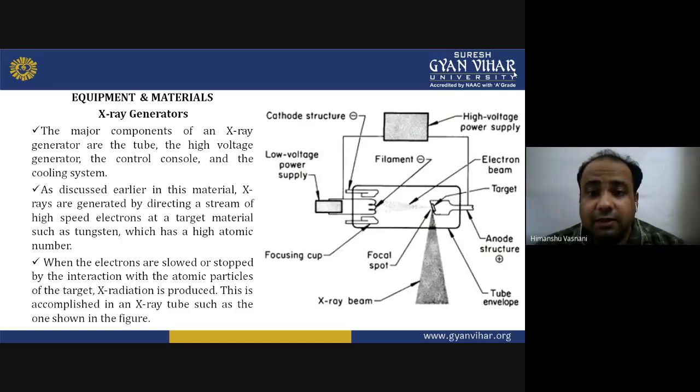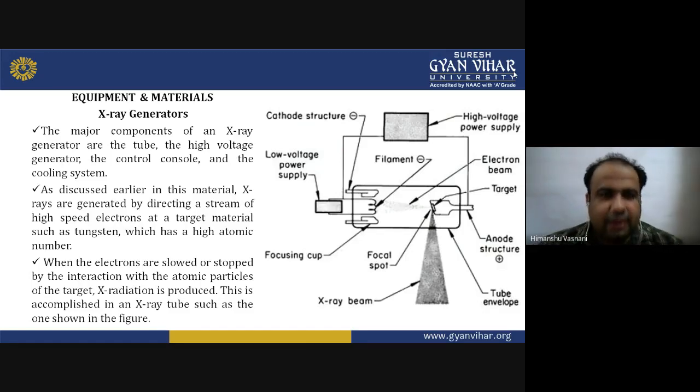Now, X-rays are generated by directing a stream of high-speed electrons at a target material such as tungsten, which has a high atomic number. When the electrons are slowed or stopped by the interaction with the atomic particles of the target, X radiation is produced. This is accomplished in an X-ray tube such as the one shown in the figure.